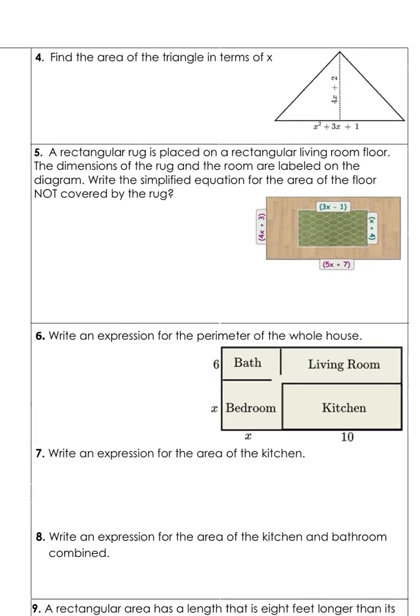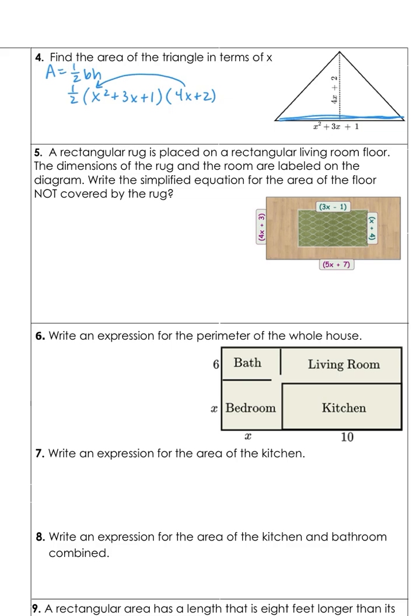The area of the triangle in terms of x. So remember that the area is 1/2 base times height. So the base is going to be here. So it's x squared plus 3x plus 1. And then the height is 4x plus 2. And then the 1/2. Okay. So I'm going to start by distributing the 4x plus 2, because it's just smaller and it'll be faster.